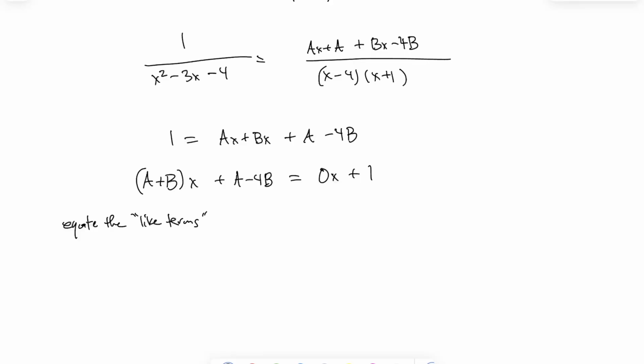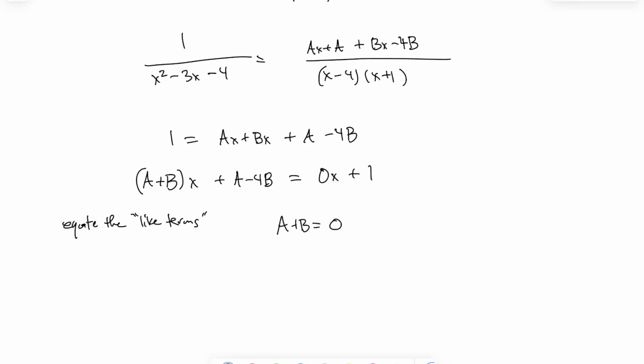That is, there's an x term on the left and an x term on the right, and those must be equal because either side of the equal sign are two polynomials of degree 1. That means their degree 1 coefficients have to be equal, and also their constants have to be equal. So from the left side, I get a plus b equals 0.